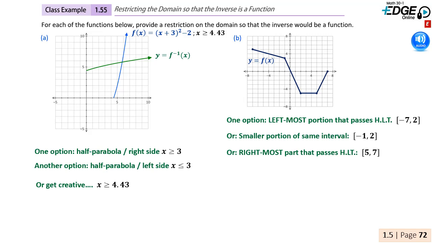Notice in none of the options did I keep anything between positive 2 and positive 5. Because that section of the graph is a horizontal line, in the inverse it will always be a vertical line, which in itself would fail the vertical line test. However, keeping from negative 7 up to positive 2, or less than that, such as negative 1 to positive 2, or even that section on the right from 5 to 7, would all generate functions whose inverses would also be functions. A challenging question.